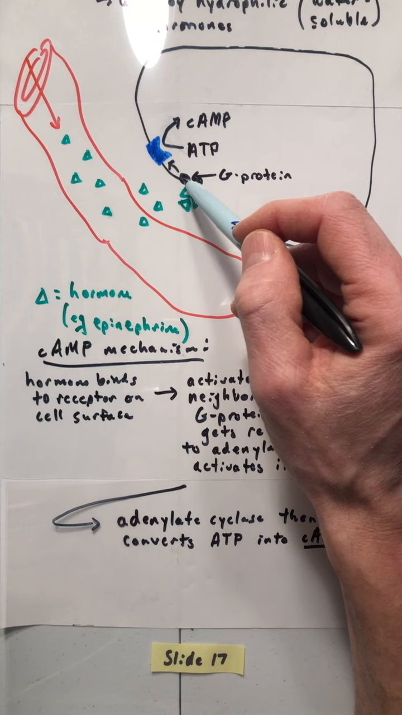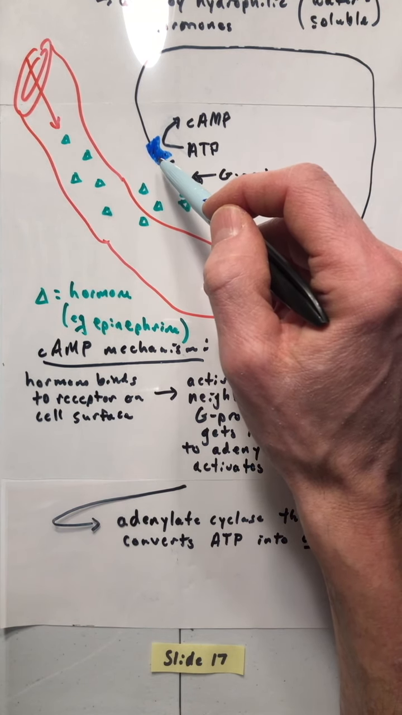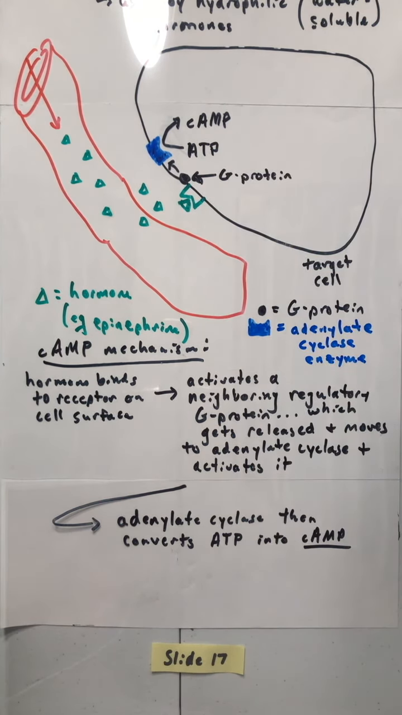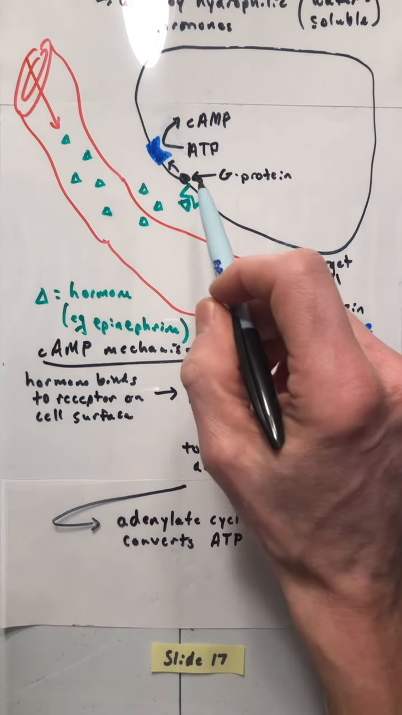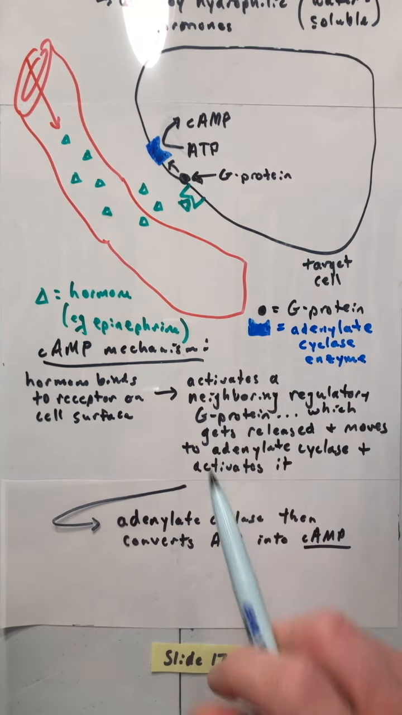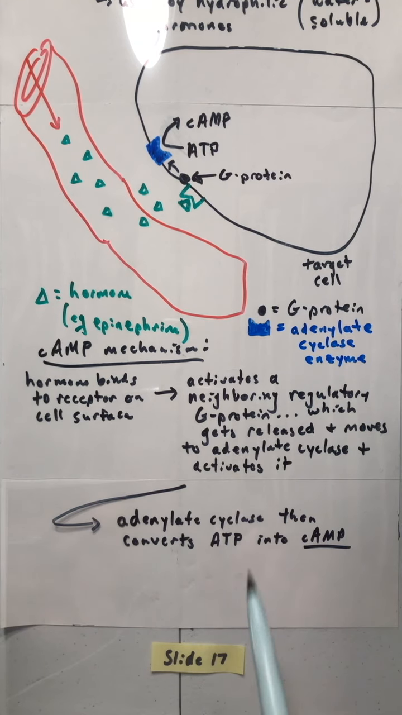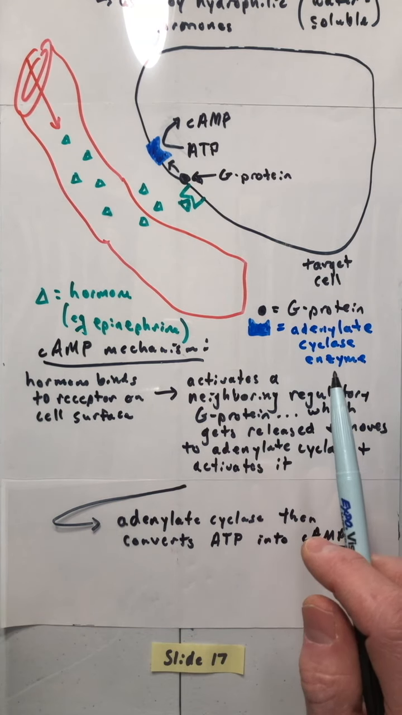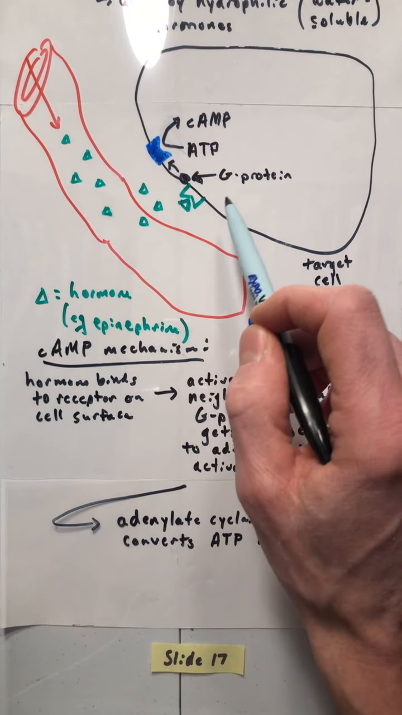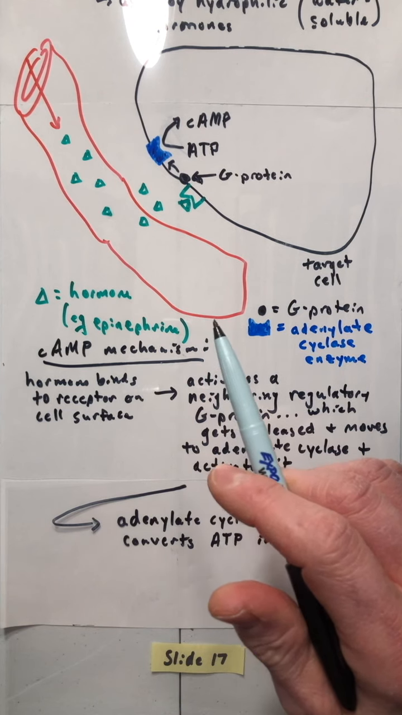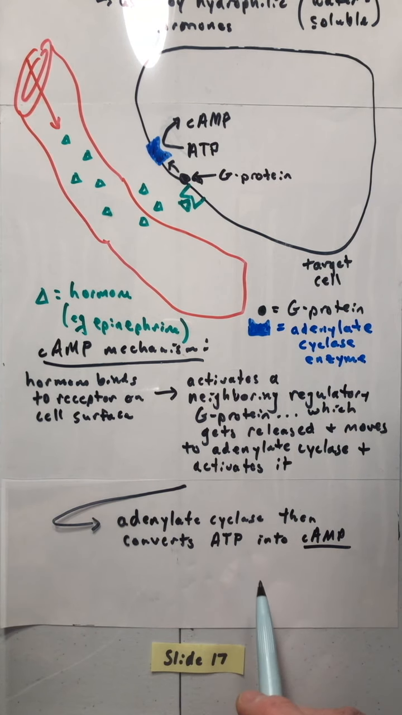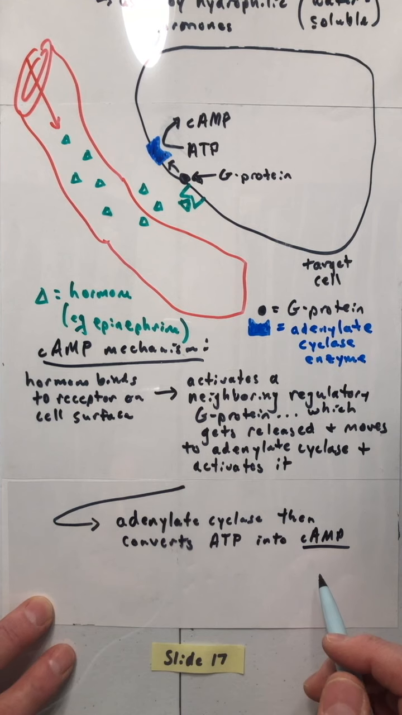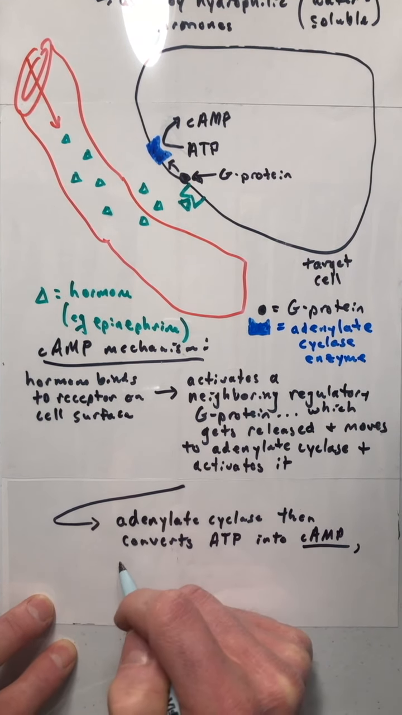And as I said, it sort of floats through the phospholipid bilayer over to and bumps up next to adenylate cyclase. Now, when it bumps up next to adenylate cyclase, the GTP that's bound to the G protein gets cleaved into GDP and a phosphate, and the energy released from that is actually what activates the adenylate cyclase. So there's a little bit more to this G protein. I just wanted to give you that little extra detail there. So now, adenylate cyclase converts ATP into cyclic AMP, which is a second messenger.